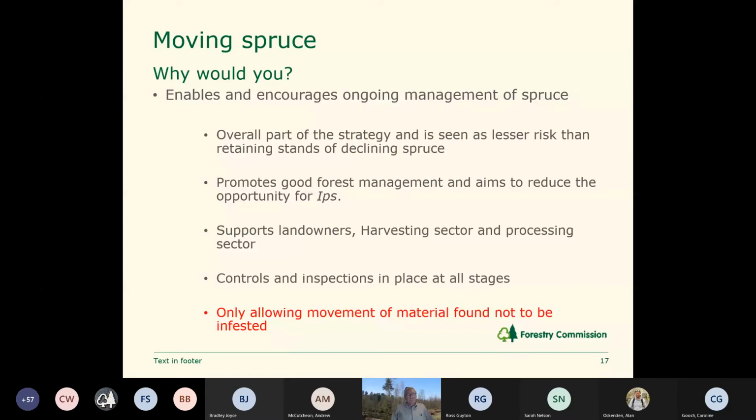It promotes good forest management by allowing landowners to take action on their woodlands without having to destroy the material within the demarcated area. It brings it to market, so it supports landowners, the harvesting sector and the processing sector. It gives us the mechanism to place controls and inspections at all stages of the process. And I would say that we're only allowing movement of material found not to be infested.